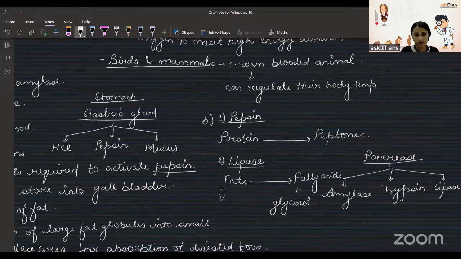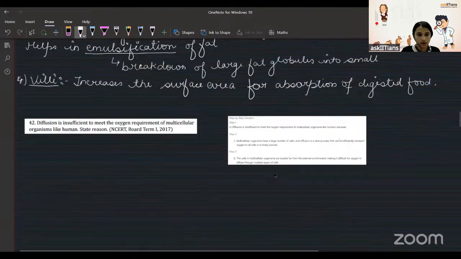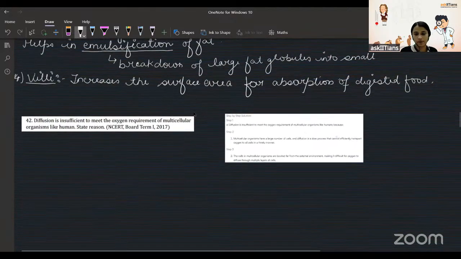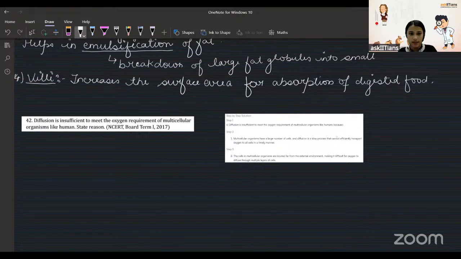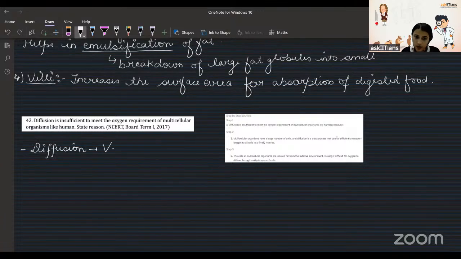Now, next question. Why is diffusion insufficient to meet the oxygen requirement of multicellular organisms like humans? So we all know, first of all, what is diffusion? Diffusion means the movement of gaseous molecules from high concentration to low concentration region, right? So this diffusion is insufficient because diffusion is a very slow process, right?